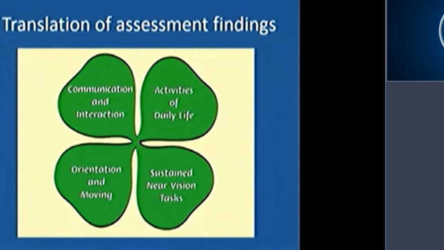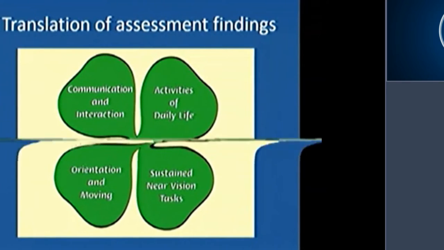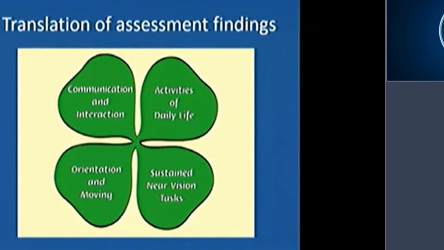Now the most important thing is we are groomed to think and document in our way. But the vision therapist and the client are interested in something else, using their visual apparatus in their day-to-day life. So there are four main components in which we use our visual function: for communicating and interacting, for orientation and mobility, for daily living activities like tying shoes and putting on clothes, and sustained near vision tasks like working on the computer, looking at the mobile, reading and writing. The preferences have changed. Earlier it was only reading and writing, and now we are talking about looking at WhatsApp, which is a big problem, the child will tell you.